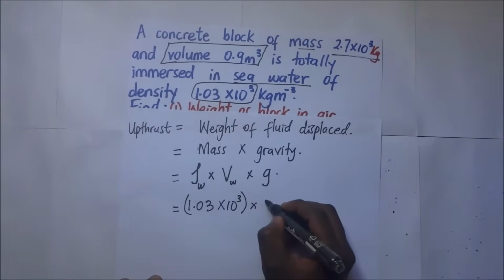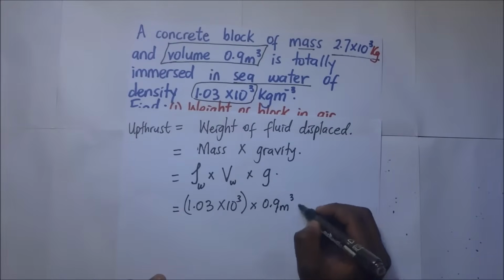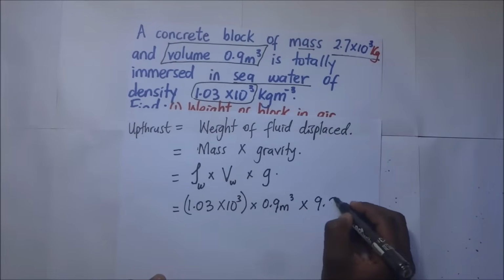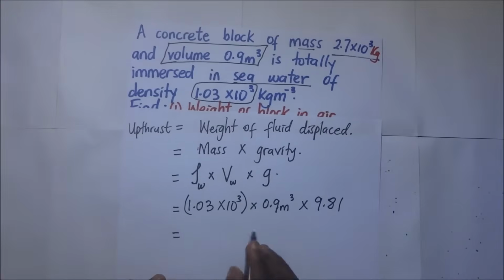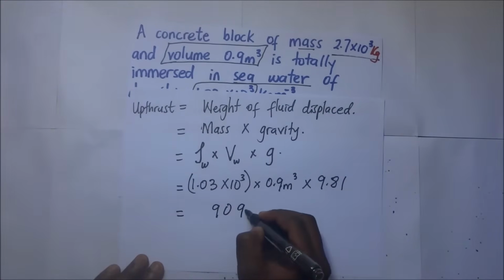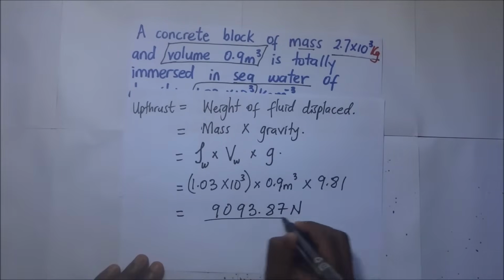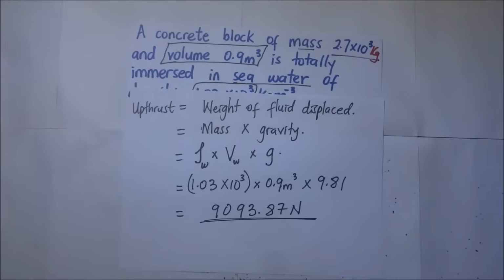So it's going to be times 0.93 meters cubed, multiply that by gravity, which in this case is 9.81. And so our answer there is going to be 9093.87 newtons. This is our upthrust force.